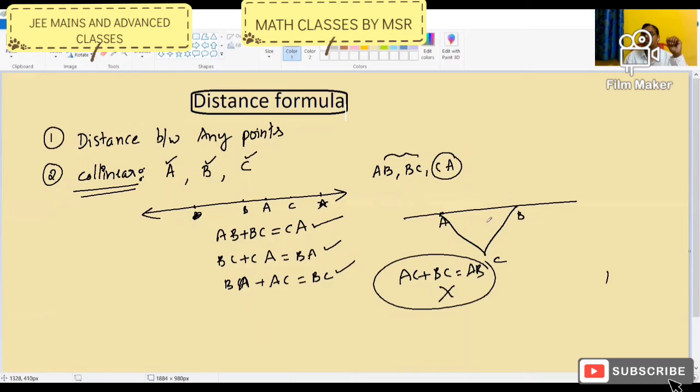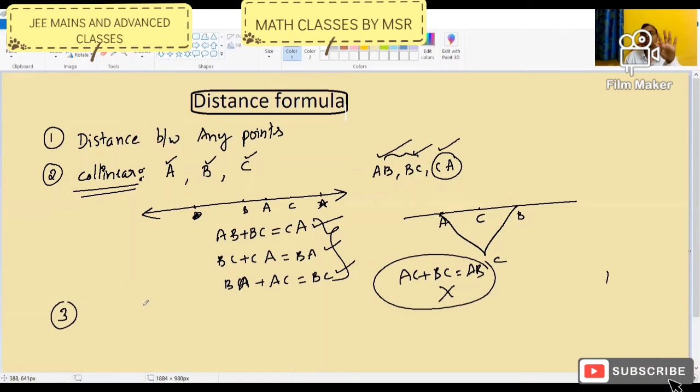We know that it forms a triangle. So if they are lying on the same line only, one of these conditions will be possible. So whether they are collinear or not, we can check just by finding the three distances. If one distance is equal to the sum of the other two distances, we can say that the given points are collinear.